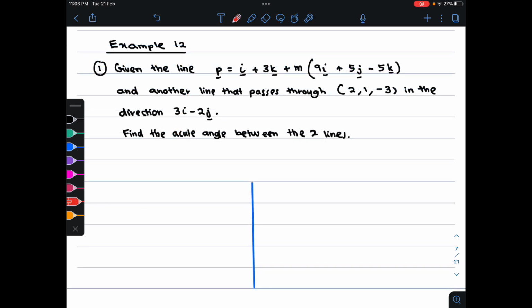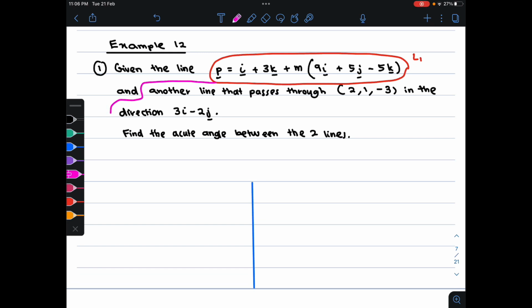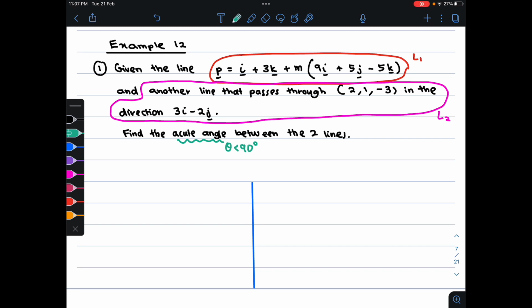Example 12, question 1. Given the line P, so this will be our first line L1, and another line that passes through (2, 1, -3) in the direction 3i minus 2j. So this will be L2. And we want to find the acute angle, which means we want to find the angle theta, which is less than 90 degrees between the two lines.